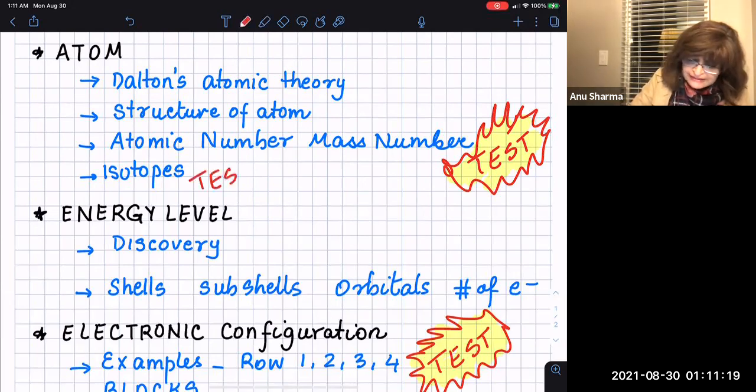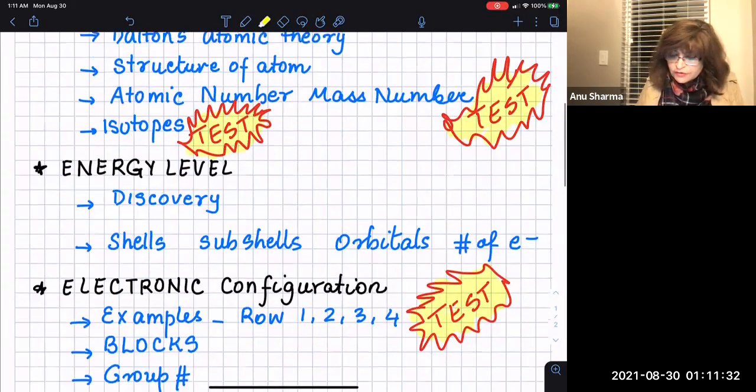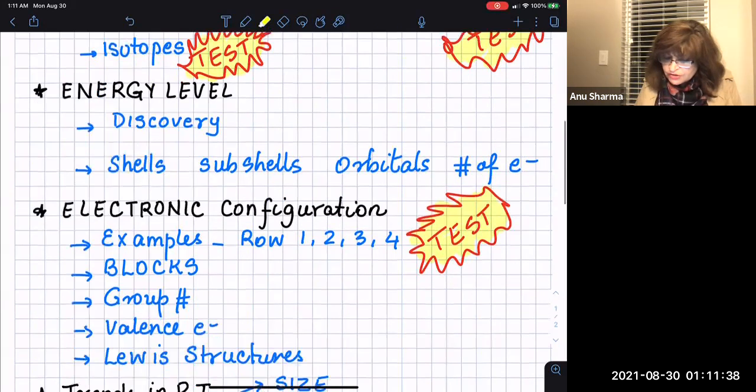Isotopes, and how is the weight of these isotopes determined, okay? How is the average mass of the atom determined when there are several isotopes? Then the discovery of the energy levels. Those are just basic things that you need to know.